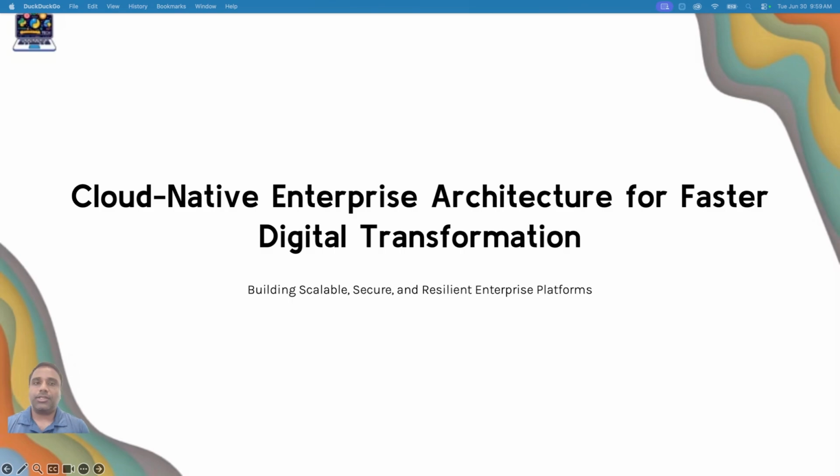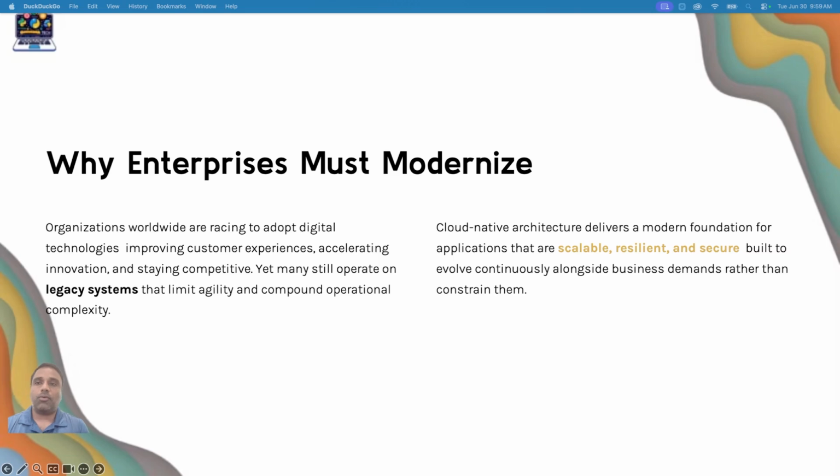Our session today is Cloud Native Enterprise Architecture for faster digital transformation, building scalable, secure, and resilient enterprise systems. We will cover the why, the what, and how, from core building blocks all the way through to a practical modernization roadmap. So let's look at the statement: why enterprises must modernize.